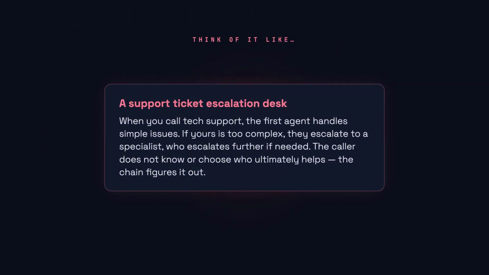Think about calling a tech support hotline. You reach a first-year agent who handles common problems. If your issue is beyond their authority, they transfer you to a second-tier specialist who can transfer you again to an engineer. You, the caller, never decide who handles the ticket. You just describe your problem, and the chain takes care of the rest. That is exactly the relationship between a request and a chain of handlers.